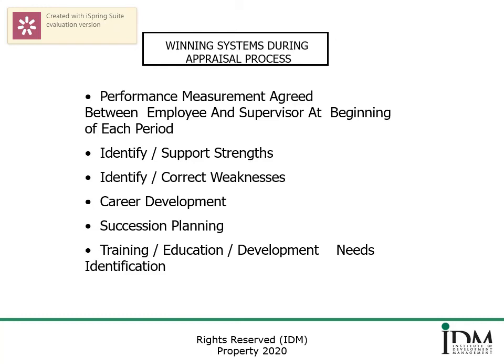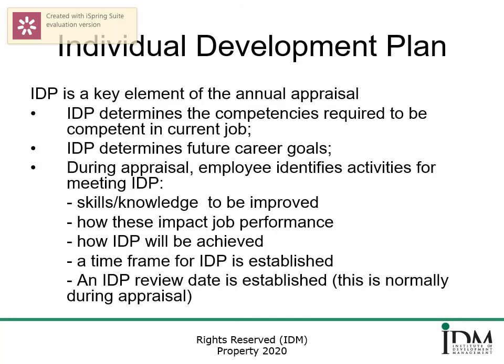Training, education and development needs identification. The performance management process must give us a basis for training and for training needs identification, for us to be able to deliver as an organization. An individual development plan is also part of the cycle. This is a key element of an annual appraisal.